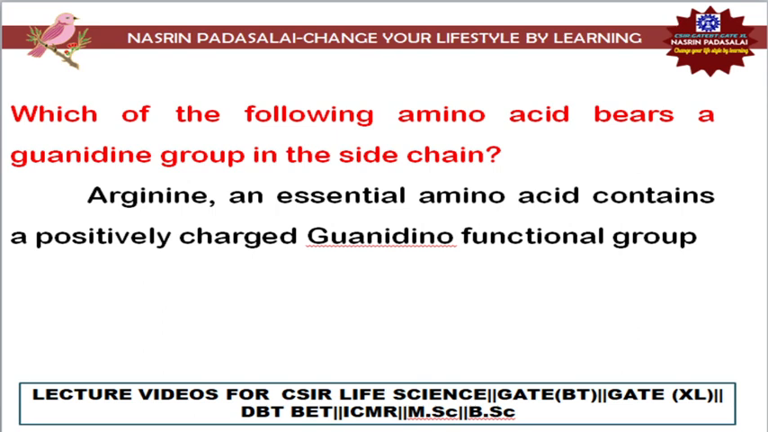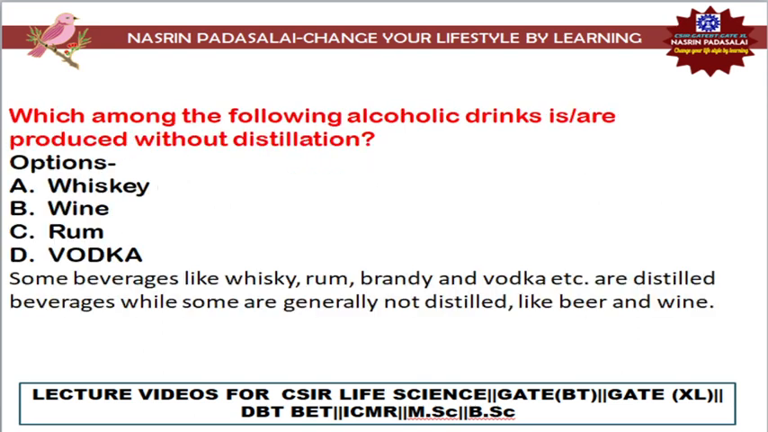Next, which amino acid bears the guanidine group? The correct answer is arginine. So arginine is an essential amino acid which contains a positively charged guanido functional group. Okay, in the side chain you can see this particular functional group.